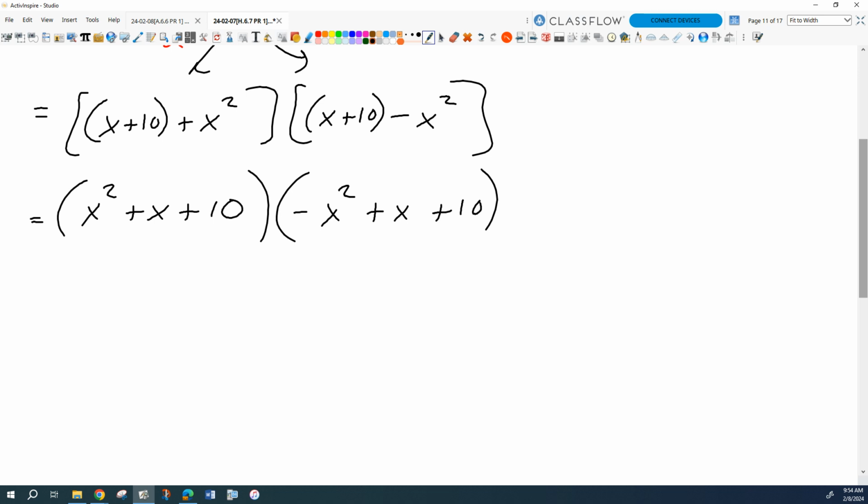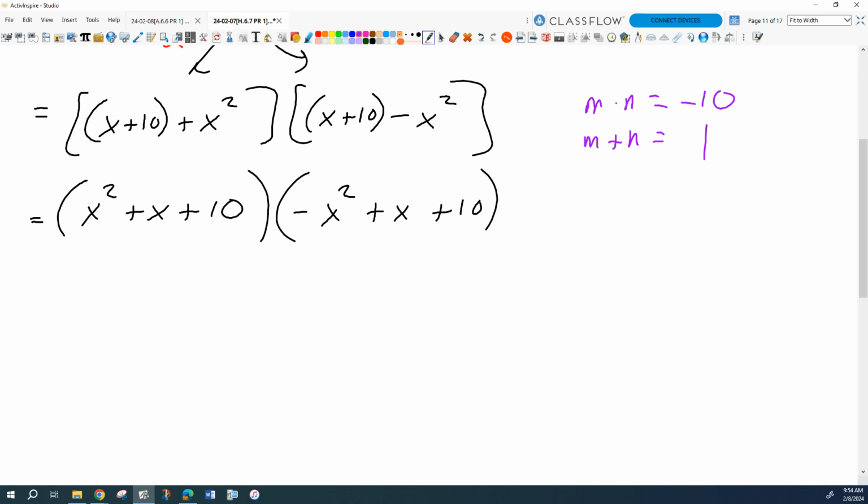Are there any magic numbers that multiply to 10 and add to negative 1? No, right? Now, this one here is a little bit tricky because I've got a negative in front of the x squared. So technically, we'd want to use factoring by grouping with this one, right? We want to find magic numbers that multiply to A, which is negative 1, times C, so multiply to negative 10 and add to what? 1. Are there numbers that do that? No. So we can't factor that any further.